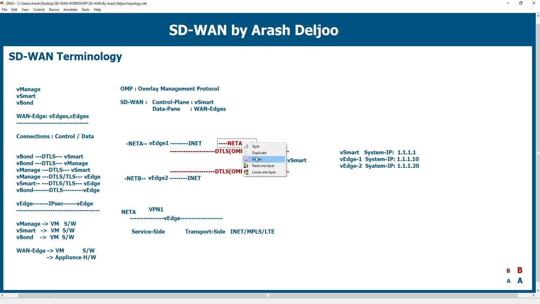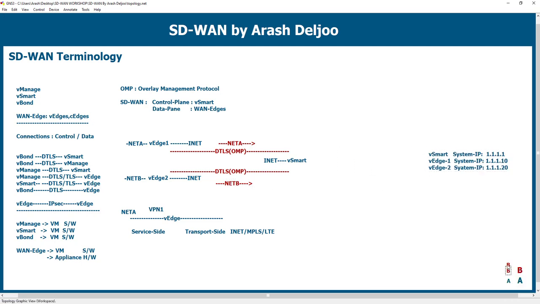And also NetB from vEdge2 to vSmart. And now in vSmart we have two routes: one, NetA from vEdge1, and then NetB from vEdge2. I should mention here that vEdge1 and vEdge2 can be represented in another form, for example TLOC. I should talk about TLOC. Now I use the WAN edge or vEdge1. This is the same as the next hop in, for example, traditional routing.